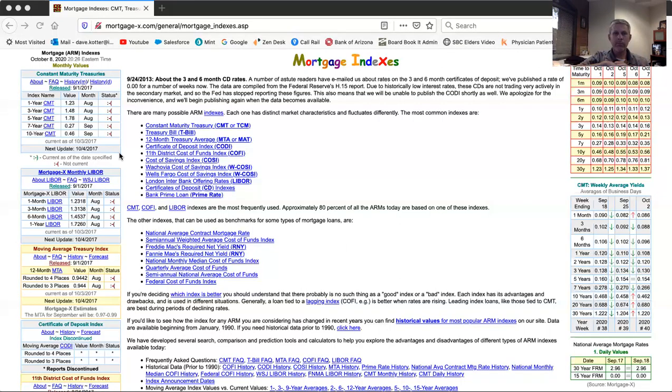So for example, if your index is prime and it's 3.25, they might add 2% to that as a spread. That's what they would consider sort of their profit. And so you'd be 5.25 all in on your interest rate. So you're going to hear of this a lot. This is a term that's used quite a bit.